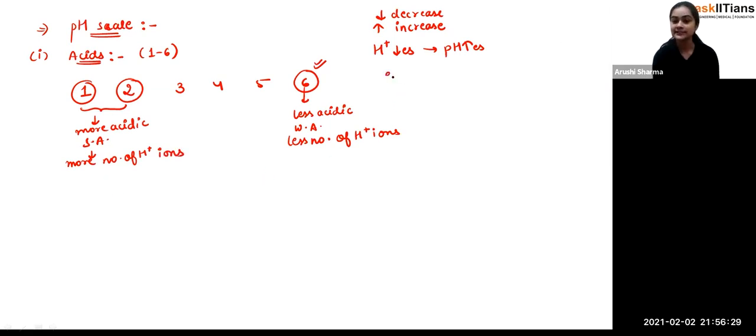Fine. So for example, if we have two test tubes, 1 and 2, and for test tube 1 the pH comes out to be 4, and for test tube 2 the pH comes out to be 1.